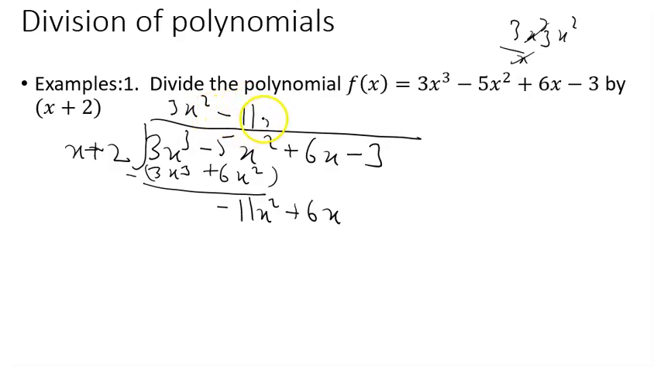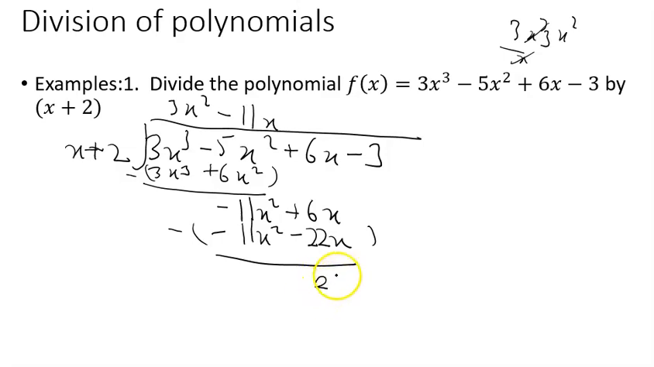Is that okay? Minus 11s times s is what? Minus 11s squared. Minus 11s times 2 is what? Minus 22s. Then you sign again, you subtract. Minus minus, so plus 11 minus 11 is 0. 6 minus 22 is what? Minus 28s.